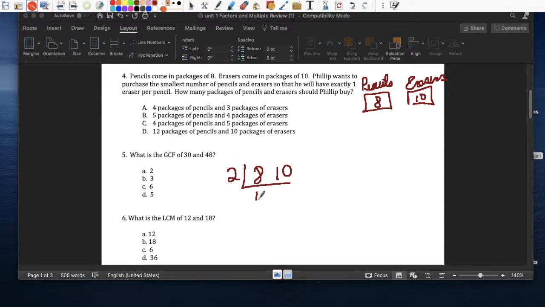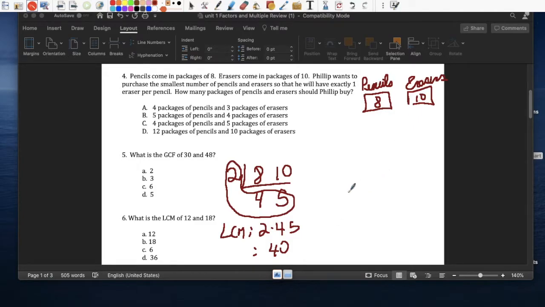2 works 4 times. 2 into 10 is 5. No number goes into 4 and 5, so we're done. So we circle. The LCM is 2 times 4 times 5. 2 times 4 is 8. 8 times 5 is 40. So I need to buy 40 pencils and 40 erasers.